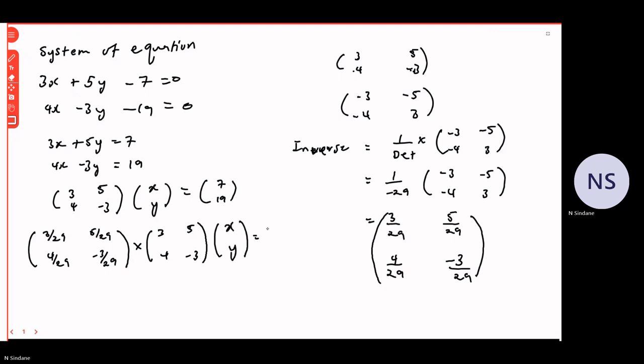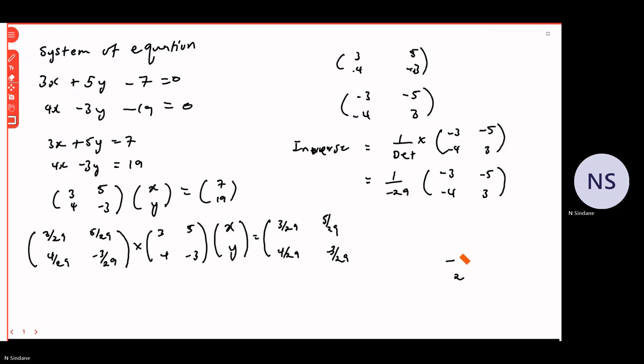What I do on my left-hand side, I must also repeat on my right-hand side. I have 3 over 29, 4 over 29, 5 over 29, and negative 3 over 29. This is how I identified my inverse. Let me erase this so that we can have space.